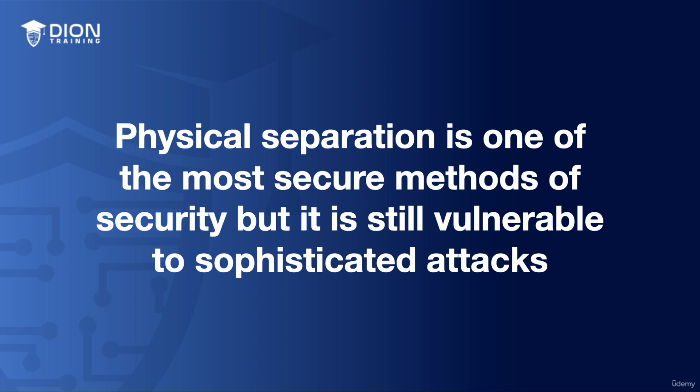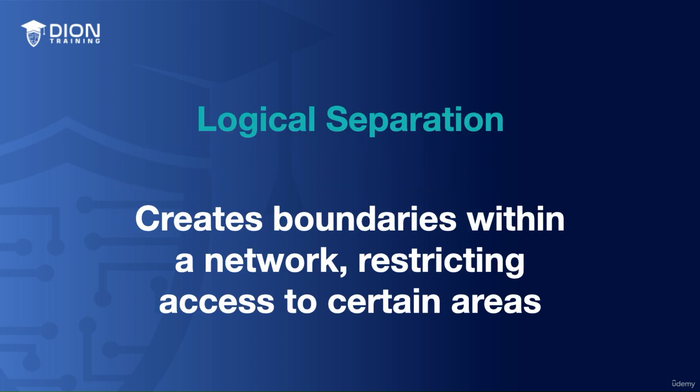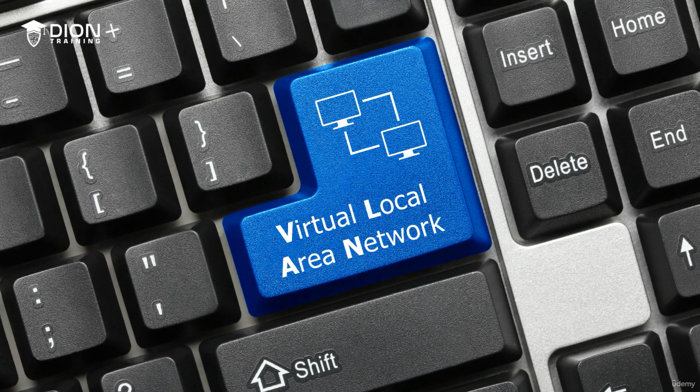Logical separation, on the other hand, involves creating boundaries within a network that restrict access to certain areas. This is typically achieved through the use of firewalls, virtual local area networks or VLANs, and other network devices that can control traffic based on rules and policies. A common example of logical separation is the use of VLANs in a corporate network. VLANs can segregate network traffic, ensuring that data from one department, such as human resources, cannot be accessed by another department, like marketing, despite being on the same physical network. This separation helps to improve security, manage network traffic, and reduce congestion.